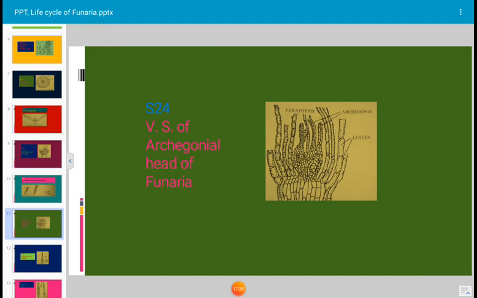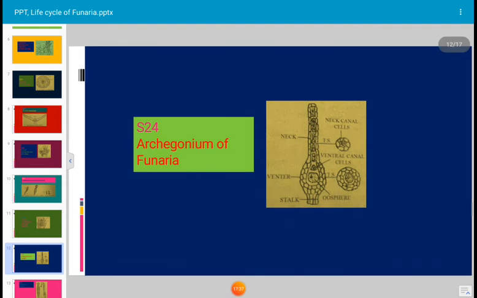Let us see the archegonium, the female sex organ of Funaria. Each archegonium is a flask-shaped structure. It has a stalk, venter and a neck. The stalk is multicellular and massive. The broad region is known as venter. The venter wall is 2 cells in thickness and encloses the cavity which is called venter cavity. A small venter canal cell and a large egg cell are present in the venter cavity.